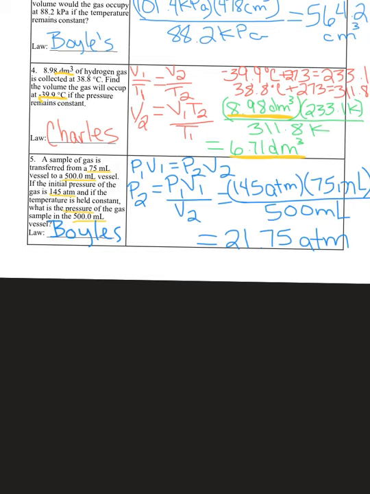Does this answer make sense? Boyle's law tells us pressure and volume are inversely related. If volume increases, pressure will decrease. And our volume did increase. It increased a lot. It went from 75 and it increased all the way up to 500. So we are expecting our answer to be lower than 145 atmospheres, and indeed it is.